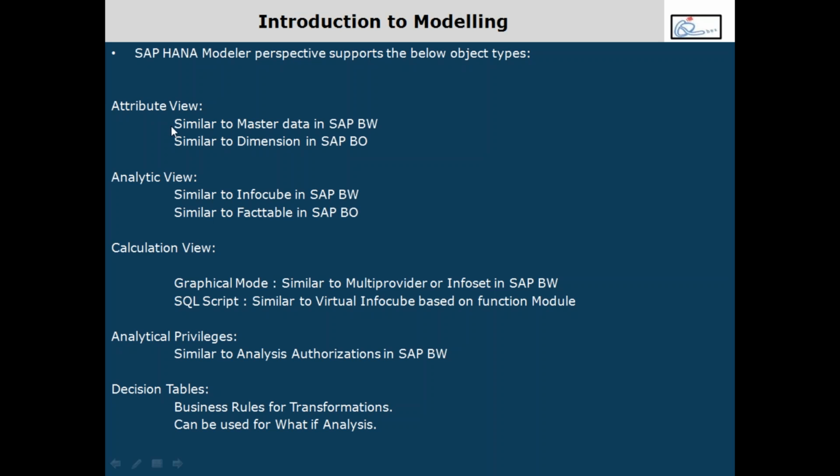Attribute view is similar to your master data kind of object in BW. Or if you are BO people, you can refer to this as a dimension object, dimension table or something. But these views are virtual here, okay? So when you say attribute view, what is it?